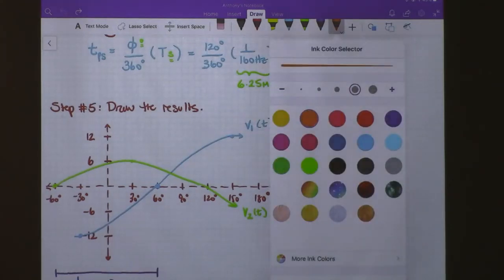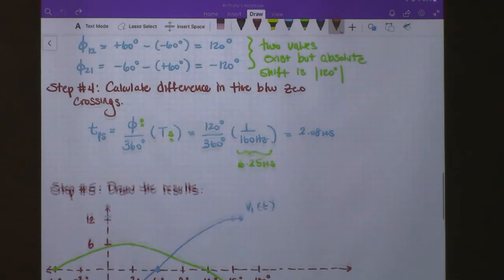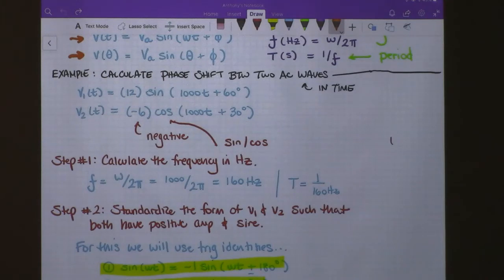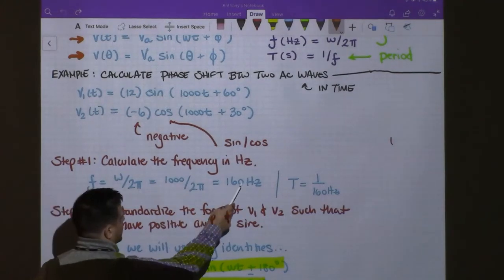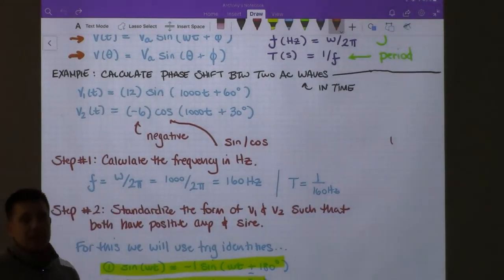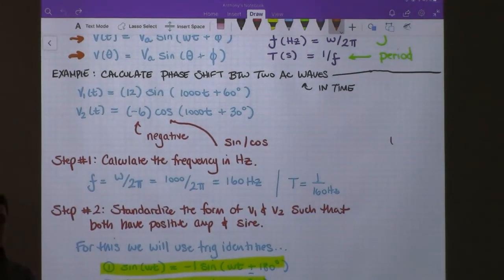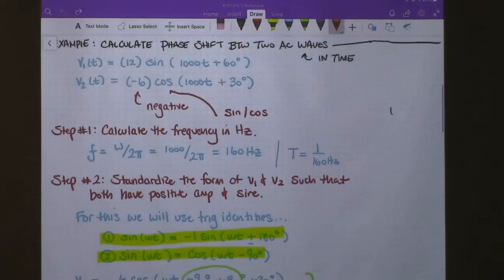So what we can do is find our frequency in hertz by dividing by 2 pi. So 1,000 divided by 2 pi gives us 160 hertz. That's going to come into play later when we try to find the difference between the zero crossings in time as opposed to in angle. All right, so the hardest part of this problem is getting them into the same form. So we need to standardize the form of V1 and V2 such that they both have a positive amplitude and they both are either sine or cosine. I'm going to go ahead and choose sine.